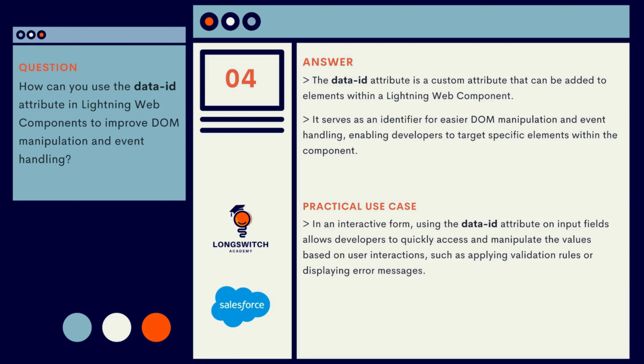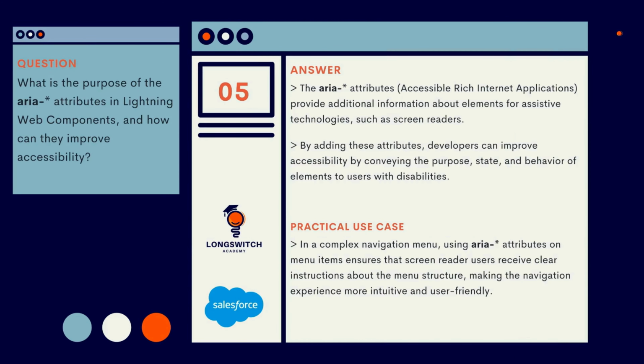Using the data id attribute on input fields allows developers to quickly access and manipulate the values based on user interactions, such as applying validation rules or displaying error messages. Accessibility is a cornerstone of inclusive web design. Join us as we explore the aria * attributes in Lightning Web Components and discuss how they enhance accessibility, ensuring all users can interact with your applications effortlessly.